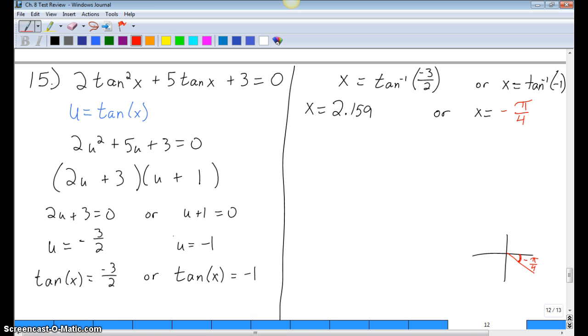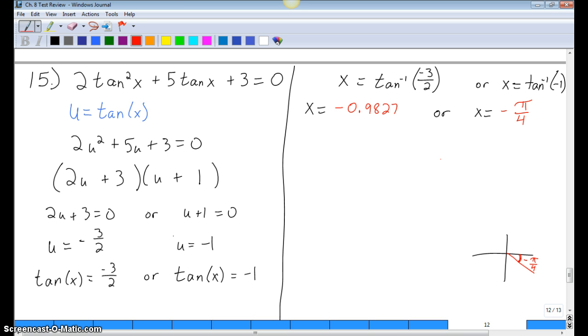Tangent inverse of negative 3 halves. Okay, yeah, I want to clarify here. The value you actually get in your calculator is negative 0.9827. Okay, and then again, when you're dealing with the tangent inverse of negative 1, I'm pretty sure you're going to type in tangent inverse and you're going to get negative pi over 4 as a decimal.